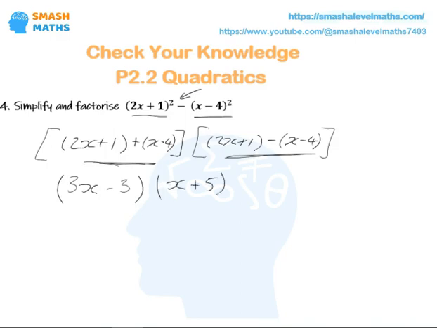And now the last thing I've got to do is just deal with the fact that we've got a common factor of 3 in there. So we've got 3 times x minus 1, times x plus 5, and there you go. It's now all neatly factorised.